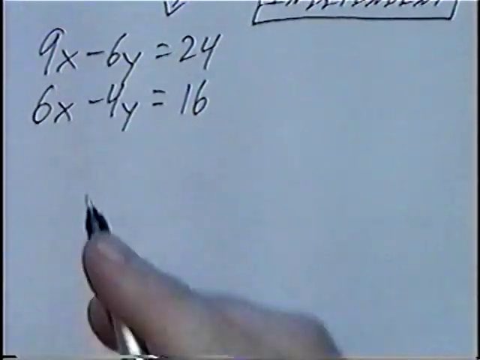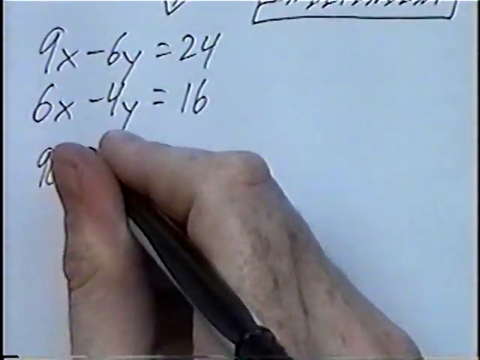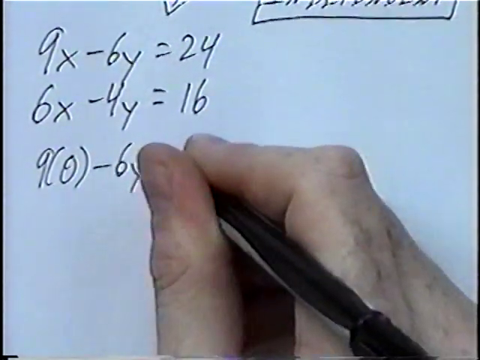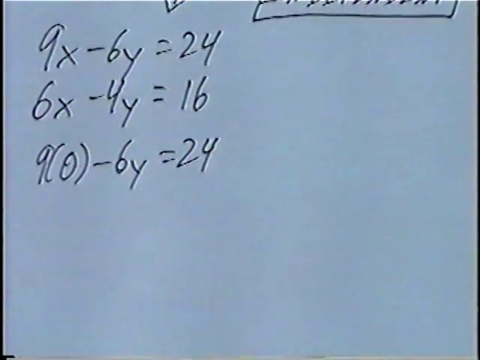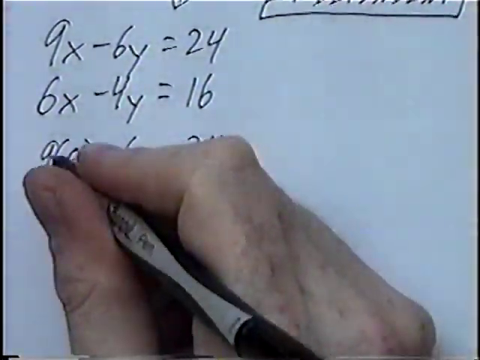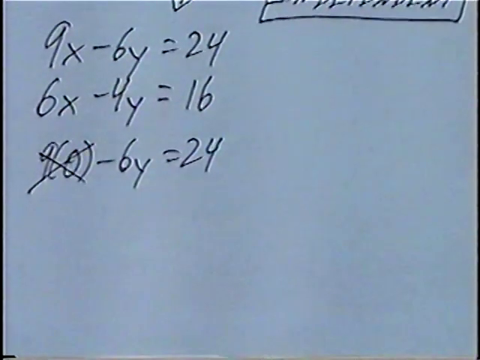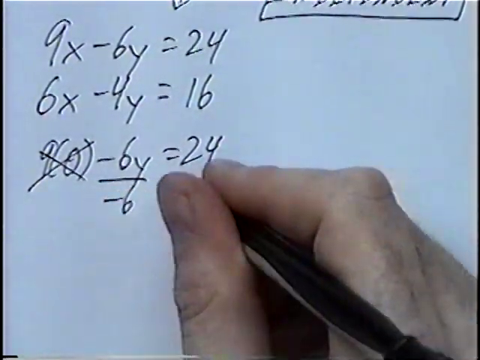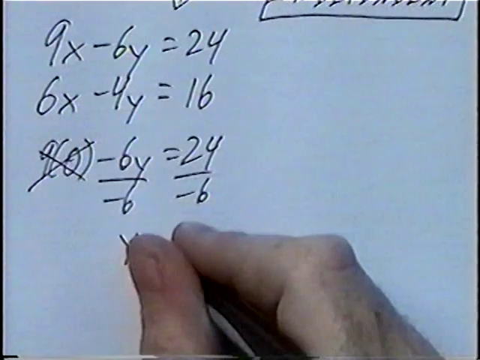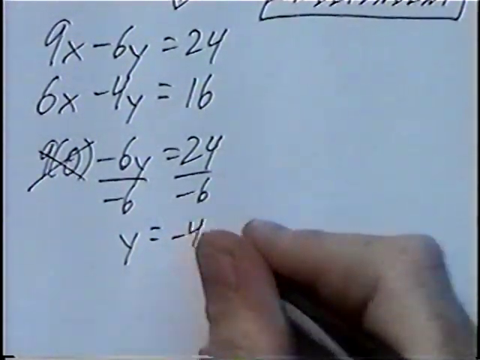If we plug a 0 in for x in the first equation, we can solve for y and find the y-intercept. 9 times 0 would cancel. Negative 6y equals 24. We divide by negative 6, and y equals negative 4.